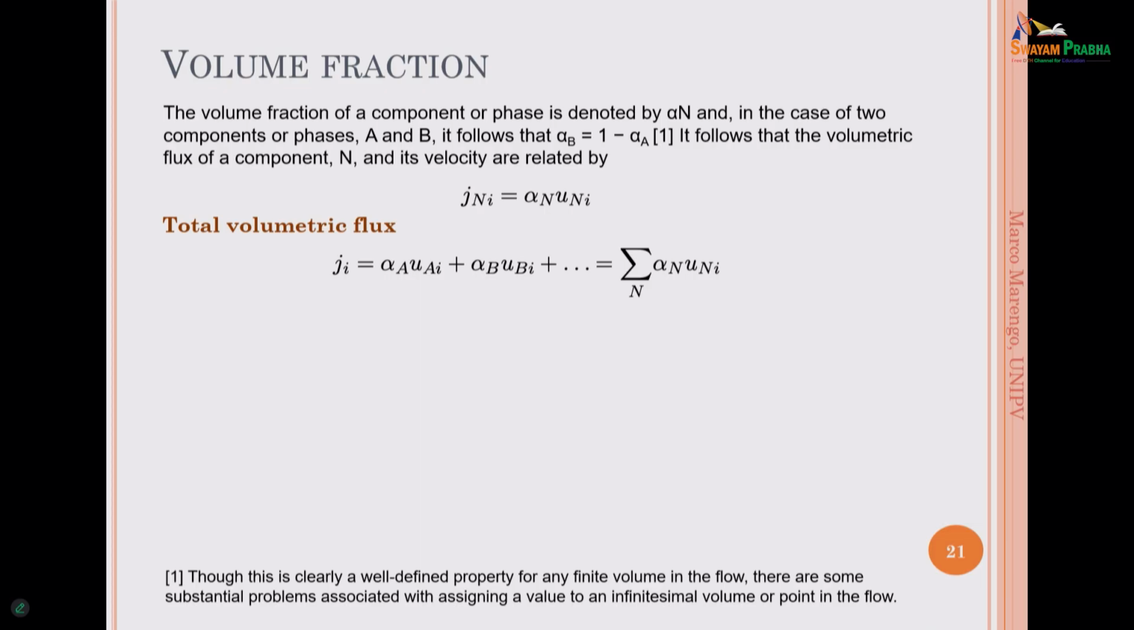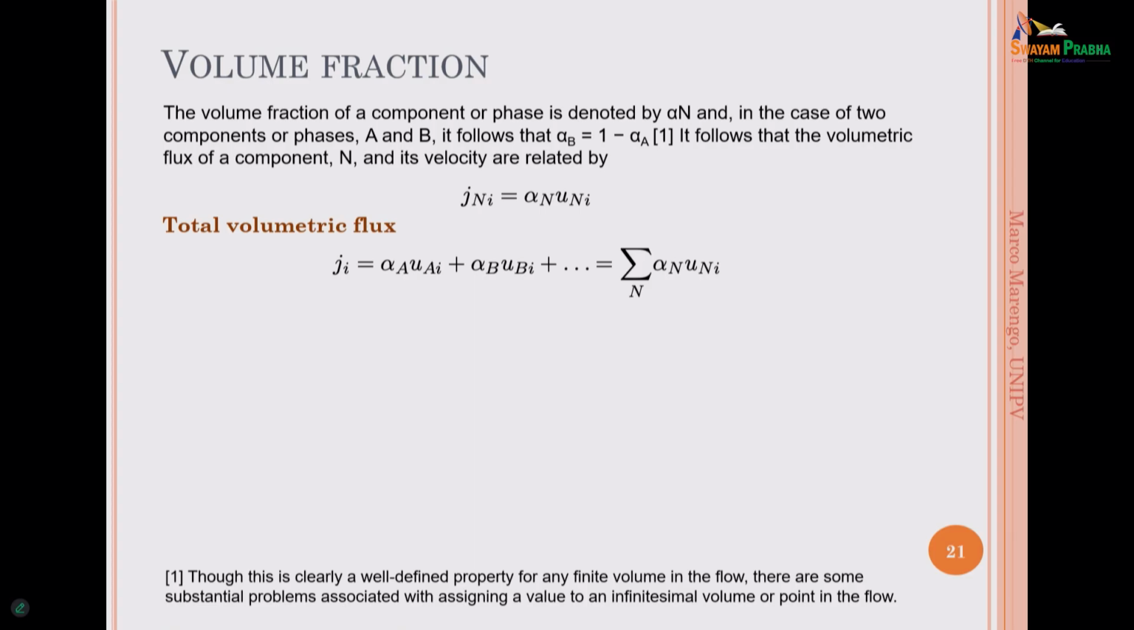One concept that is very important is the volume fraction that we are calling alpha n. So imagine to have, let's say, two components only, A and B. We are saying how much is the volume of one component with respect to the other. So this means that what we wrote in terms of J, we can write something like alpha n U n i. So the total volumetric flux will be alpha A U A i, and so on.